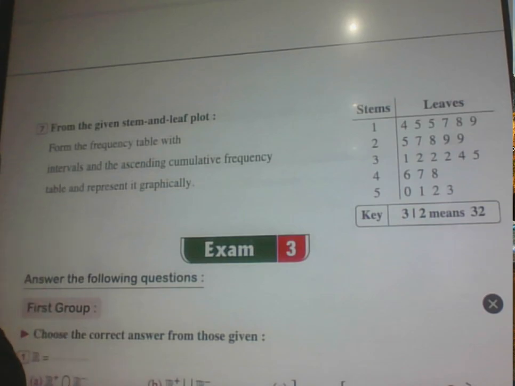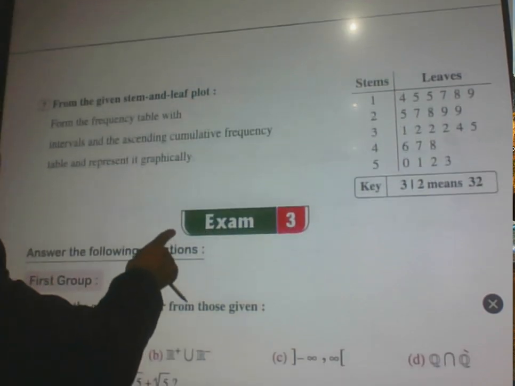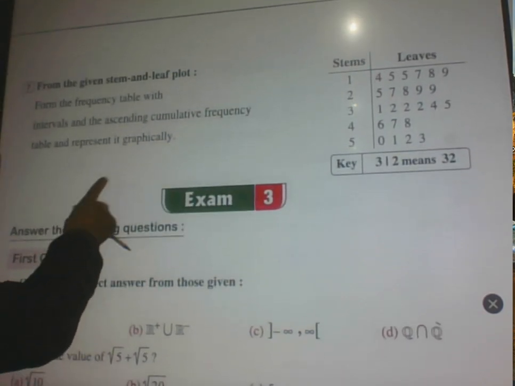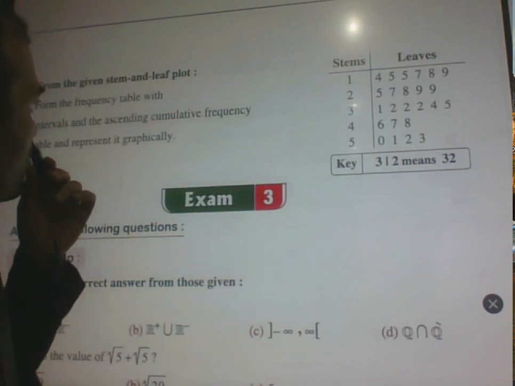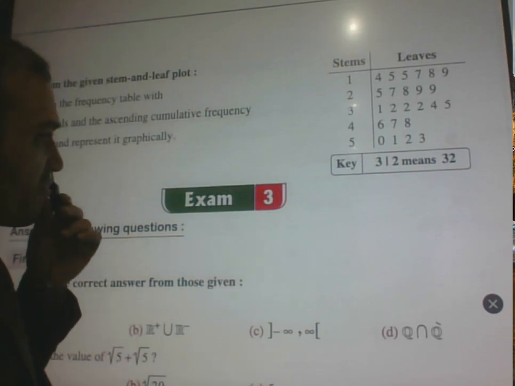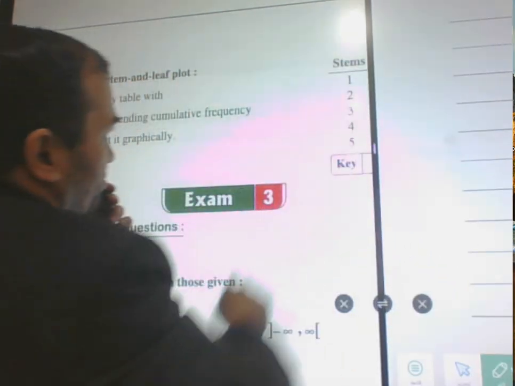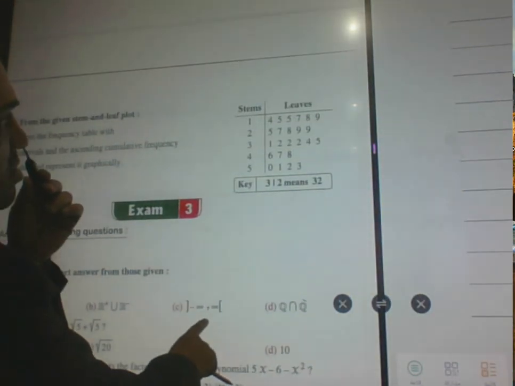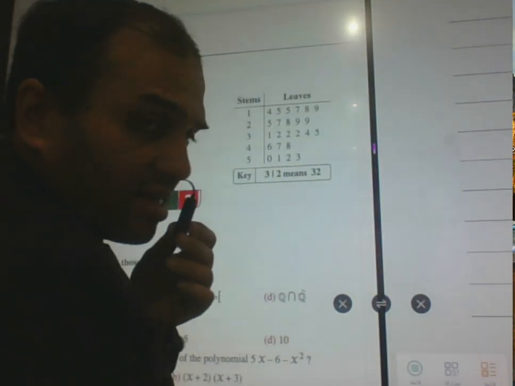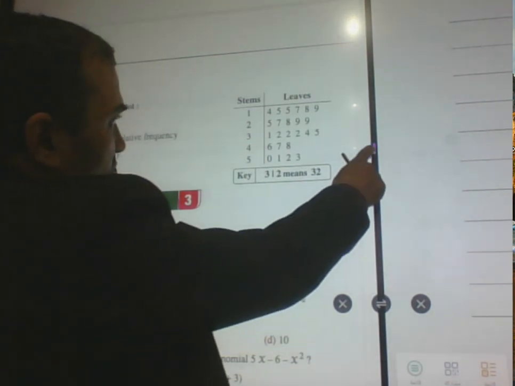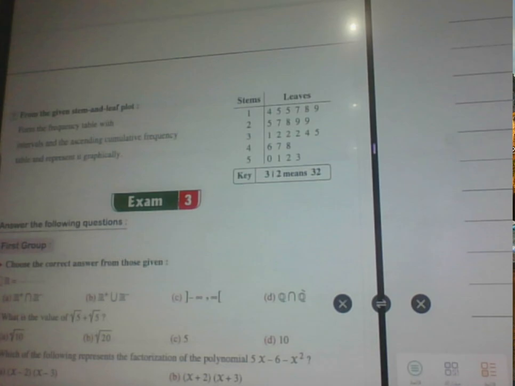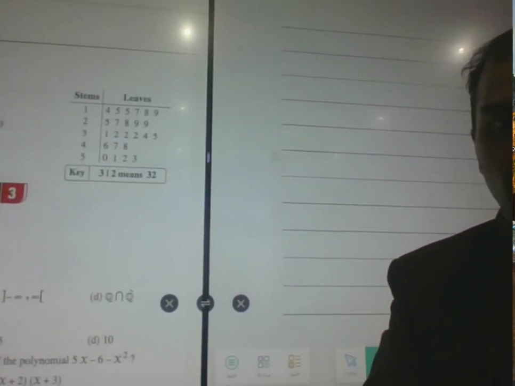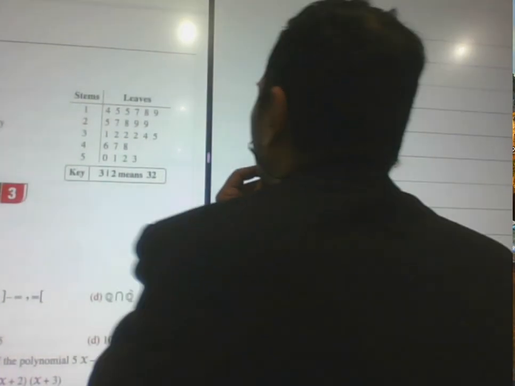Now we have a stem and leaf plot. We can find the intervals here and then draw an ascending cumulative frequency table and represent it graphically. Okay, first step, we can write here the number of all data about the table. We can draw the table here. Look with me. First, I will draw the table containing this information.